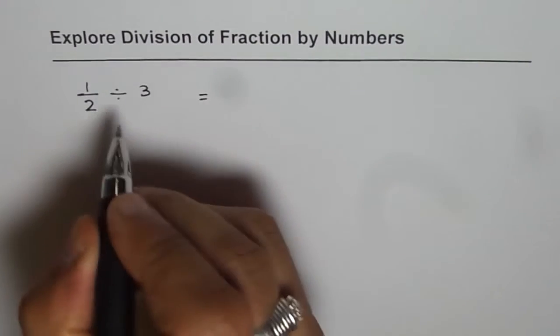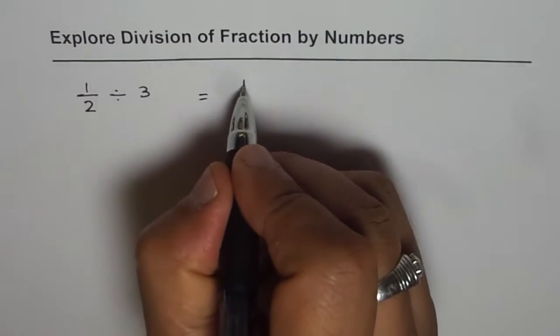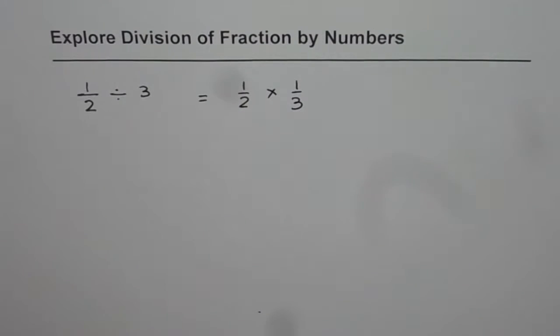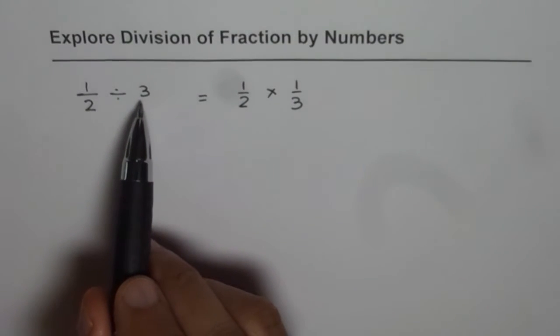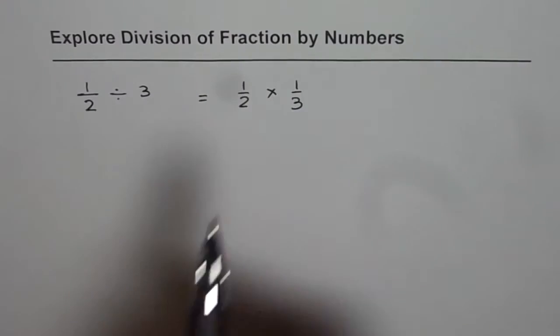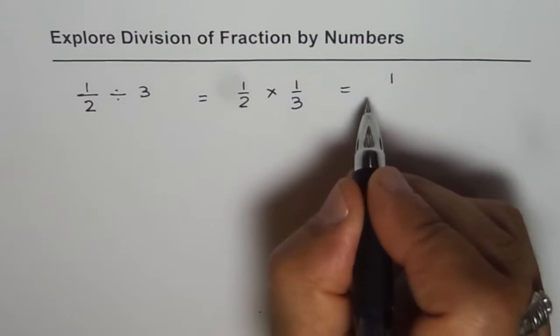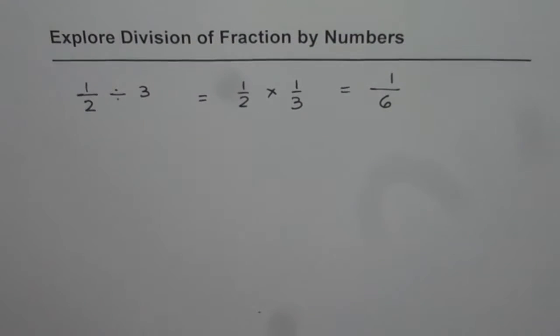We can write division as multiplication with its reciprocal, that is to say half times 1 over 3, right? You can watch my video on division is same as multiplication by reciprocal to understand this concept. Most of you know dividing by 3 is same as multiplying by 1 over 3. And now we can multiply the numerators and denominators. So we get 1 times 1 as 1 and 2 times 3 as 6. So that is probably the simplest example on division of fraction by numbers.